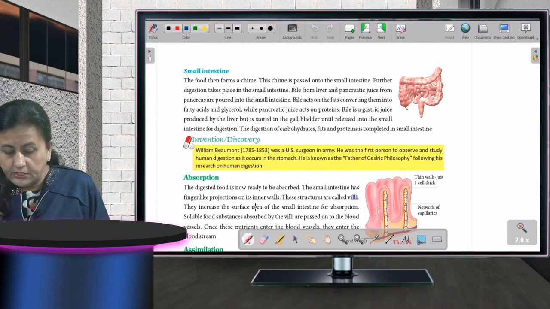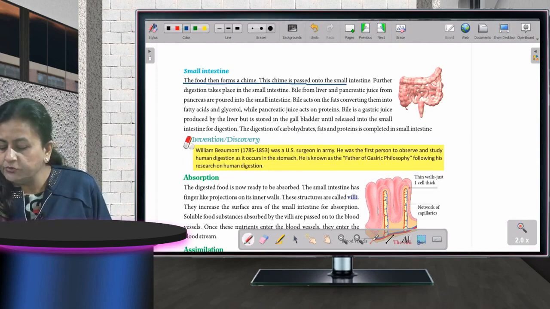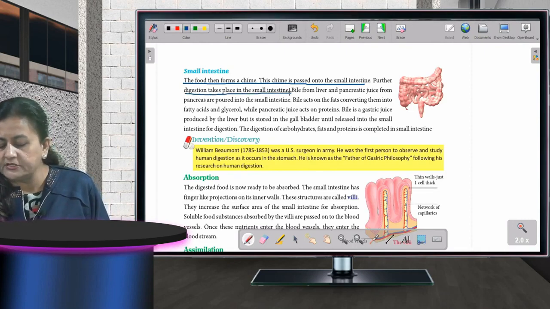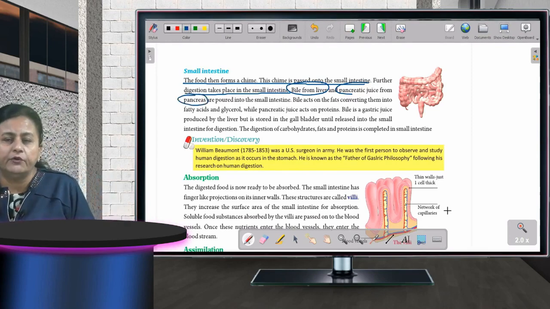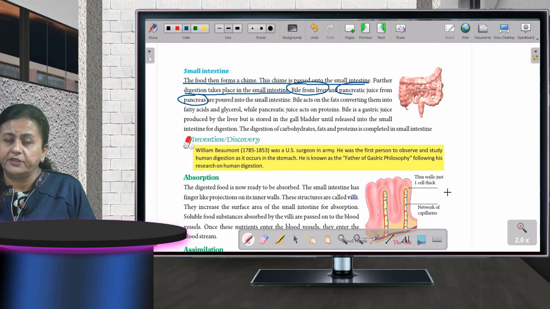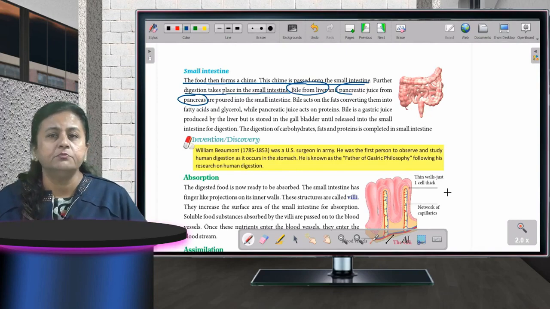Now, the food forms chyme. This chyme is passed into the small intestine. Further digestion takes place in the small intestine. Now, bile from the liver and pancreatic juice from the pancreas. We have two more juices working over here. Bile, which is secreted by the liver, and pancreatic juice, which is secreted by our pancreas. They are poured into the small intestine.